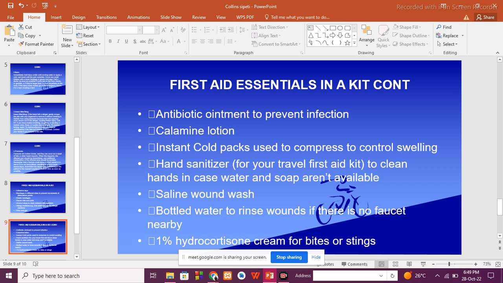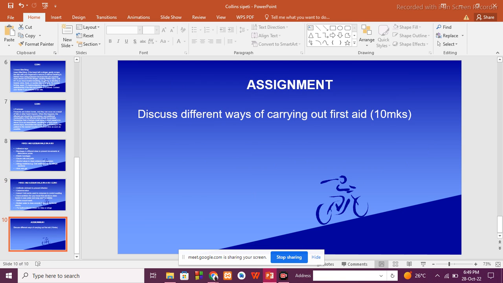There is also antibiotic ointment to prevent infection, calamine lotion, and instant cold packs used to compress to control swelling. Hand sanitizer helps to clean hands in case water and soap aren't available. Then saline wound wash, or bottled water to rinse wounds if there is no vessel nearby. Then 1% hydrocortisone cream for bites or stings.